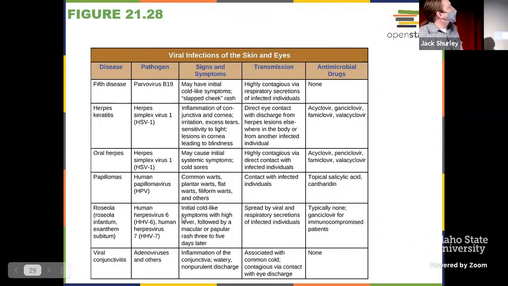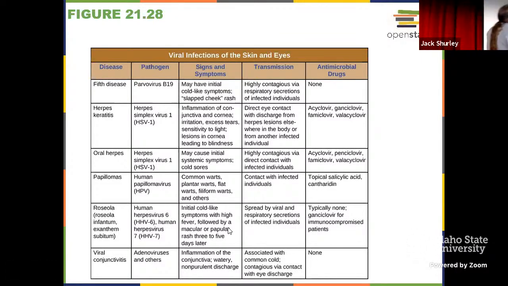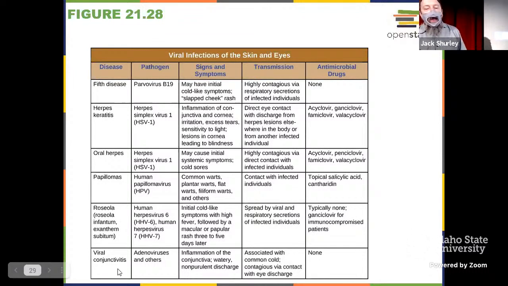So roseola, this is another herpes, human herpes 6 or human herpes 7. So different than the herpes simplex, right? But a relative, if you will. Another one that starts off with kind of cold-like symptoms, and then you see a high fever. After that, you see the rash a few days after the fever starting to show up. And there are maybe some antivirals if we're thinking immunocompromised, but otherwise not.